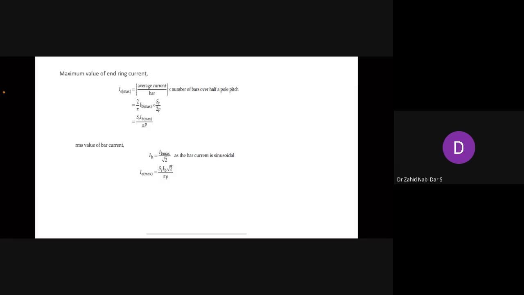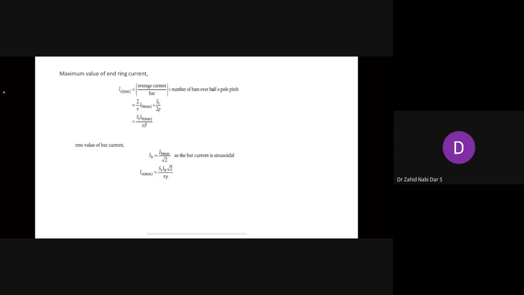So to find the maximum value of end ring current, I_E max is equal to the average current per bar into the number of bars over half a pole pitch. The average current per bar is equal to 2/pi into I_B max, into S_R by 2p. So the maximum value of end ring current will be equal to S_R into I_B max divided by pi into p. So 2 will be cancelled. So this is the final equation.